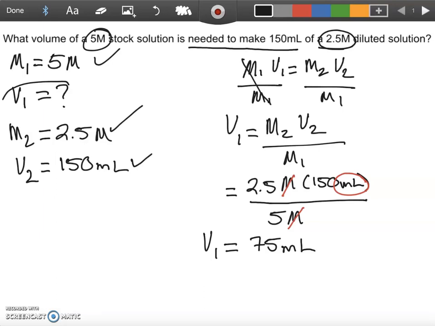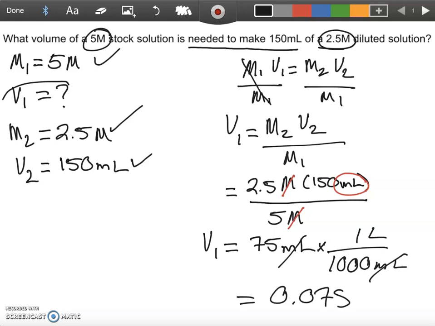If you wanted to get this to liters, just divide by 1,000, okay? Because there are 1,000 milliliters to 1 liter, which will be 0.075 liters, if it asks for the liters. But this is just fine, leaving it in milliliters.